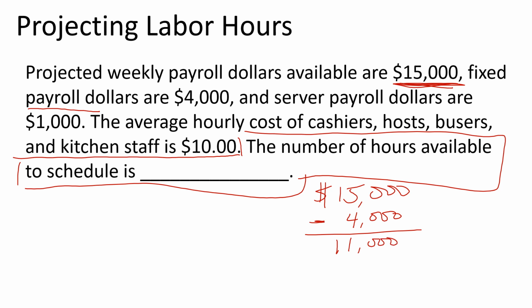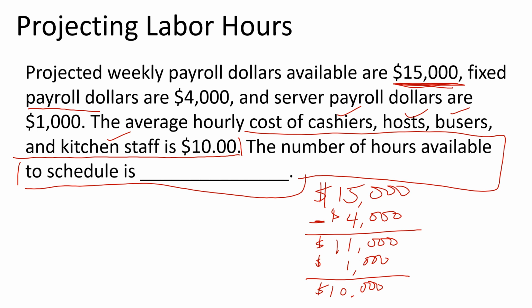Now our server payroll dollars is $1,000. Okay, so you remember servers are like $2.13 an hour. So we have our payroll for servers, which means we have a remaining $10,000 to spend on cashiers, hosts, bussers, and kitchen staff. Okay.